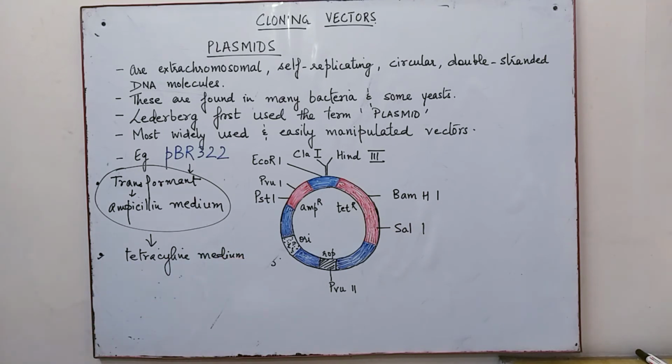When it is taken to tetracycline medium, only the recombinants which have lost the resistance against this will continue to grow, but the other one will not grow. So the recombinants will grow in ampicillin containing medium, but not on the medium containing the tetracycline. Whereas the non-recombinants will grow on both the mediums. So the transformants will grow only in ampicillin but not in tetracycline. Whereas the non-transformants, that means which have not undergone any change, will grow in both the medium.